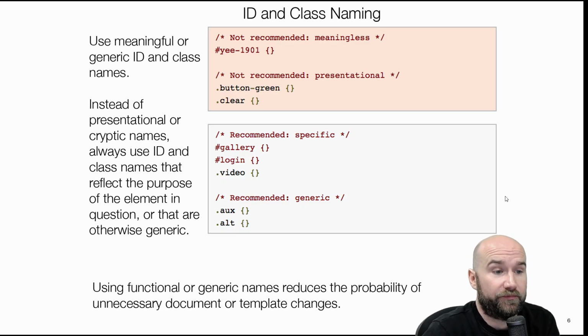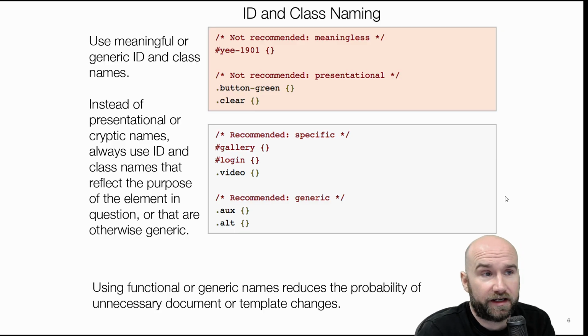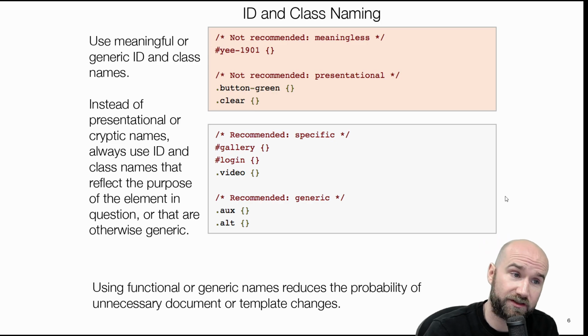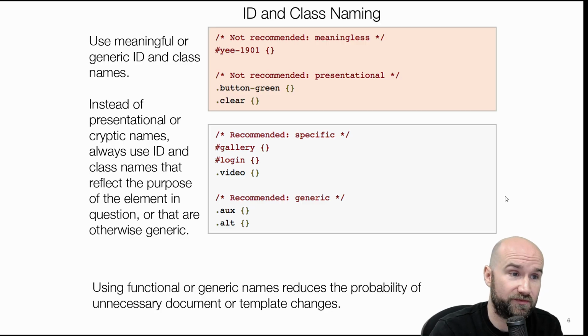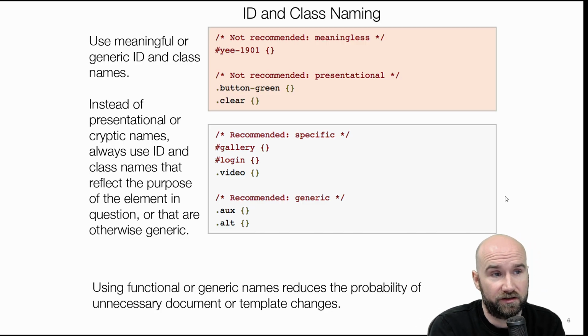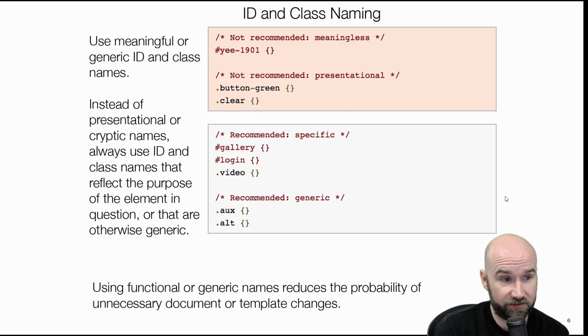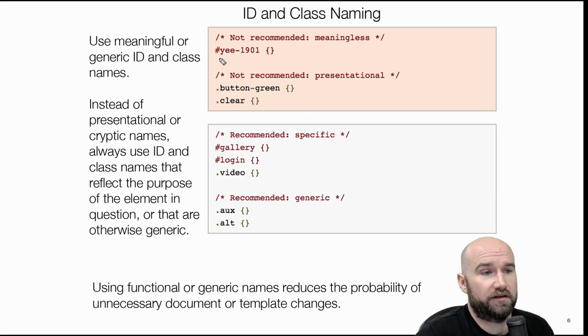So this is good for not feeling like you're out on your own, reinventing the wheel every time you want to name a class. So, use meaningful or generic ID and class names instead of cryptic names or presentational names. If we were to take a look at what that actually means, no one knows what this means.